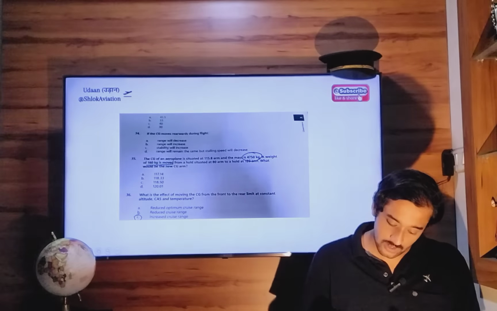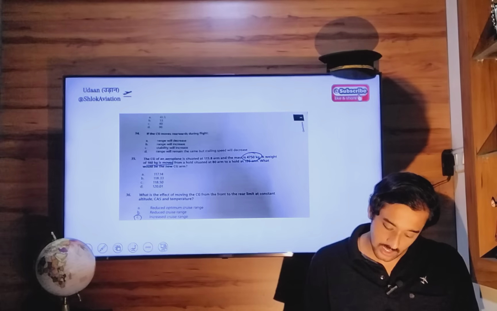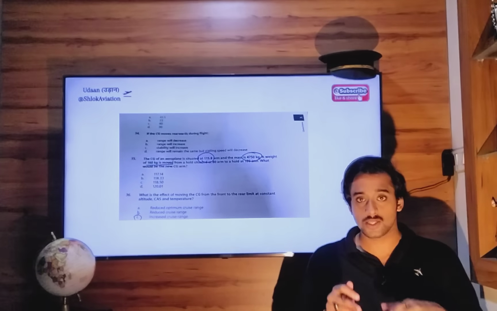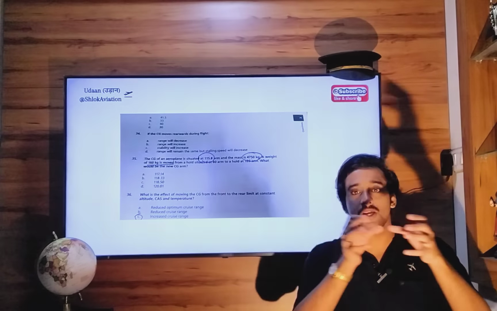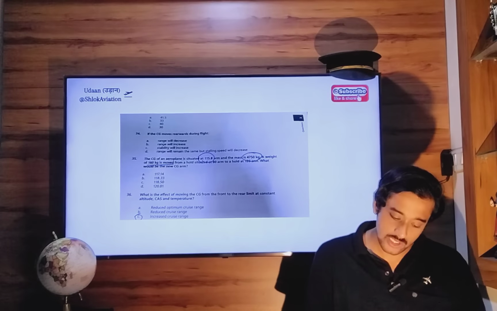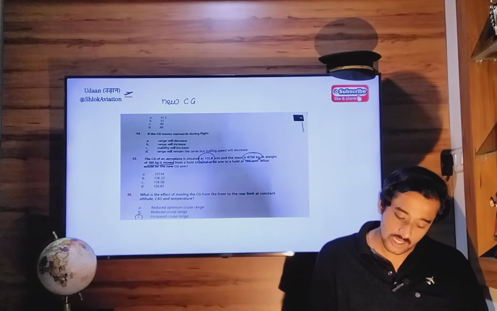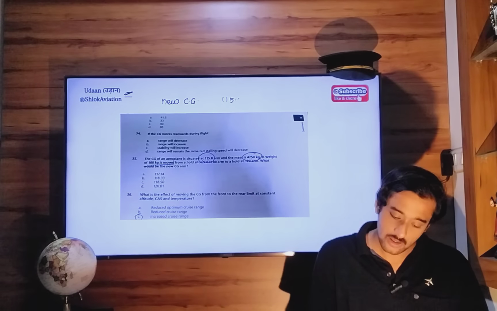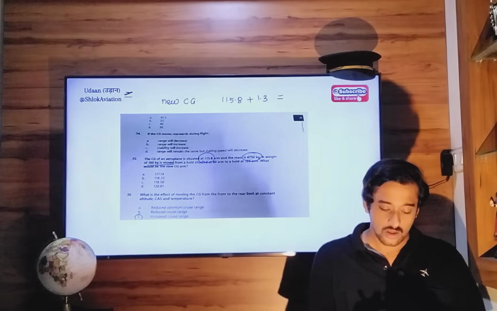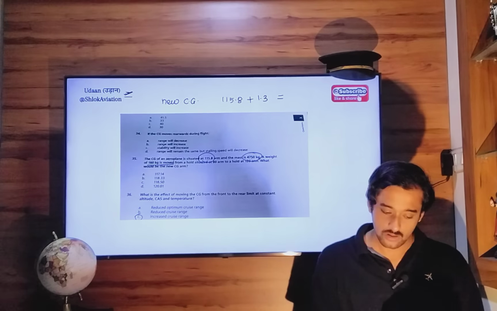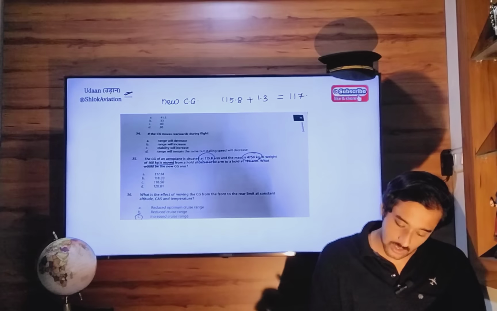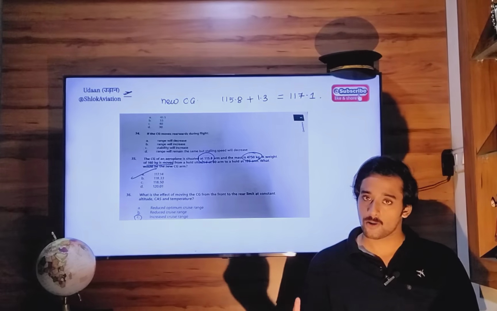Now, original center of gravity is 115.8. Now, you are moving this mass from forward position to the aft position. So, center of gravity will also move up. So, it will increase. New CG will be old CG 115.8 plus the change in center of gravity 1.3. That is 117.1. So option alpha is the right option.